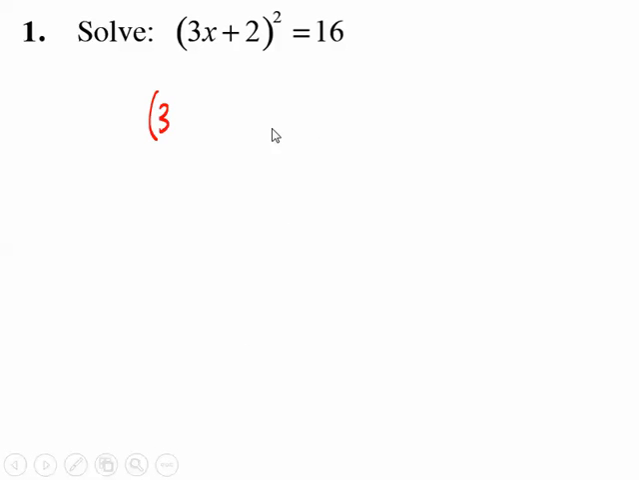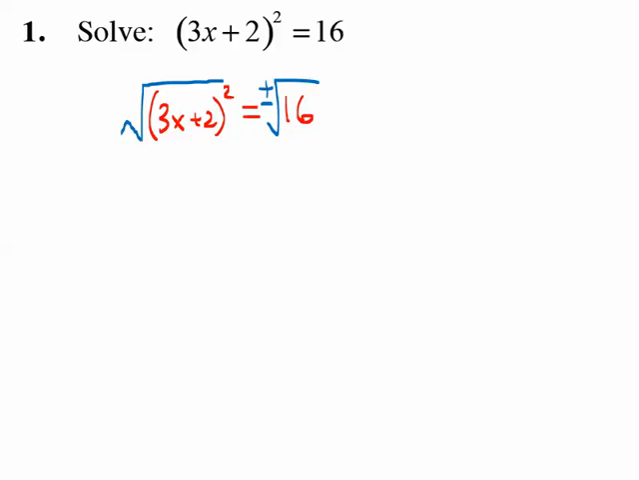Let's go for it here, so hopefully you stayed ahead of me. What I have is this right here on both sides, but I'm going to take a square root here, plus or minus, don't forget. The square root and the square root cancel off, so now I have 3x plus 2, and I got a plus or minus 4.